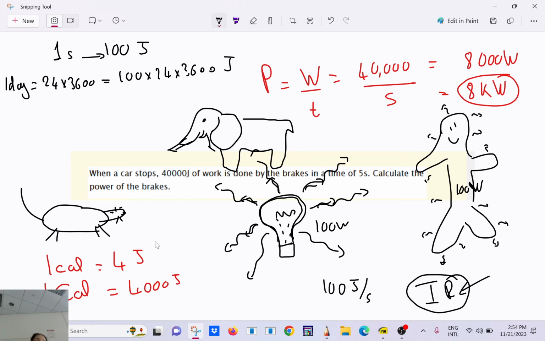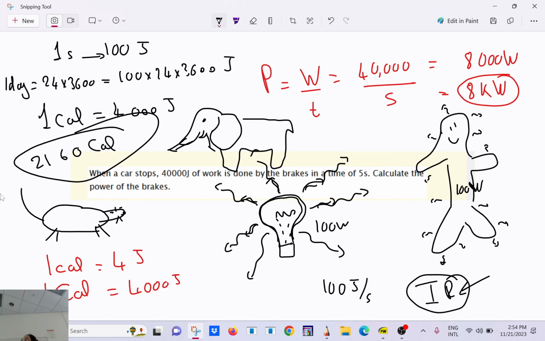Can you divide by about 4,000 to have that in food calories? The amount of energy lost in one day in food calories. 2160. Very, very interesting. Who said that? What's your name again? Mariana. 2160 food calories.